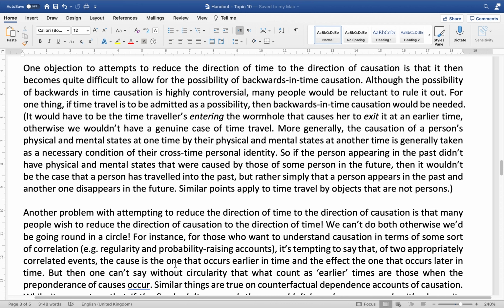So one objection would be that if we reduce the direction of time to the direction of causation, then it becomes quite difficult to allow for the possibility of backwards in time causation.